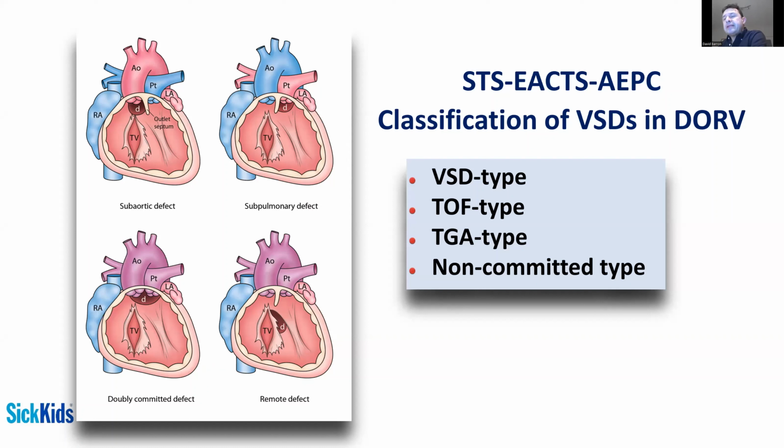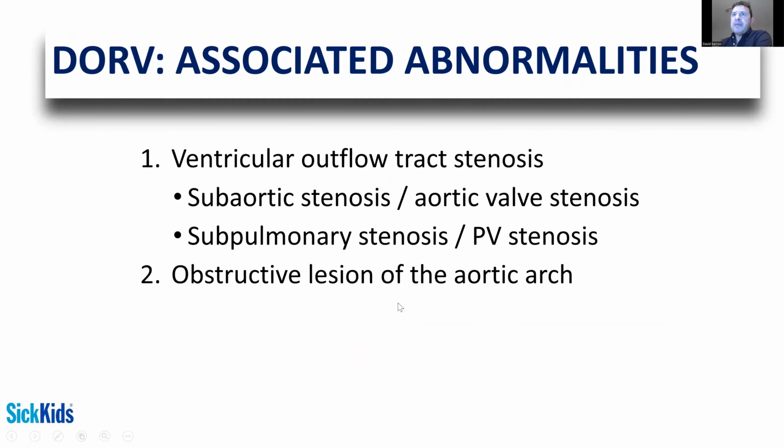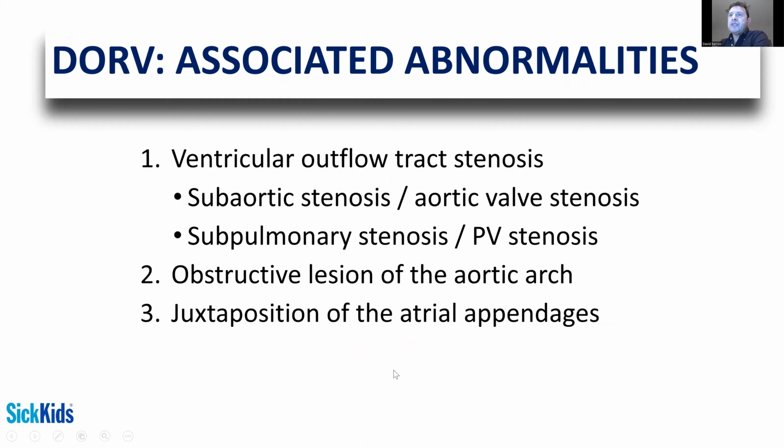And then the rare types are the truly non-committed VSDs, where committing or correcting a biventricular repair can be more challenging. But don't forget the associated abnormalities. You can have outflow tract stenosis of one of the outflow tracts, which can be either subaortic or subpulmonary. And you can, of course, have obstructive lesions of the aortic arch.